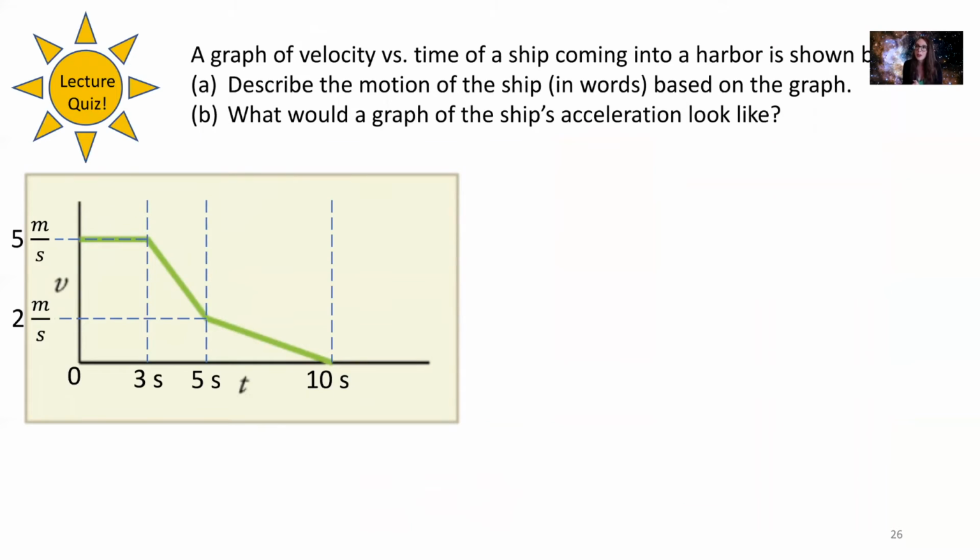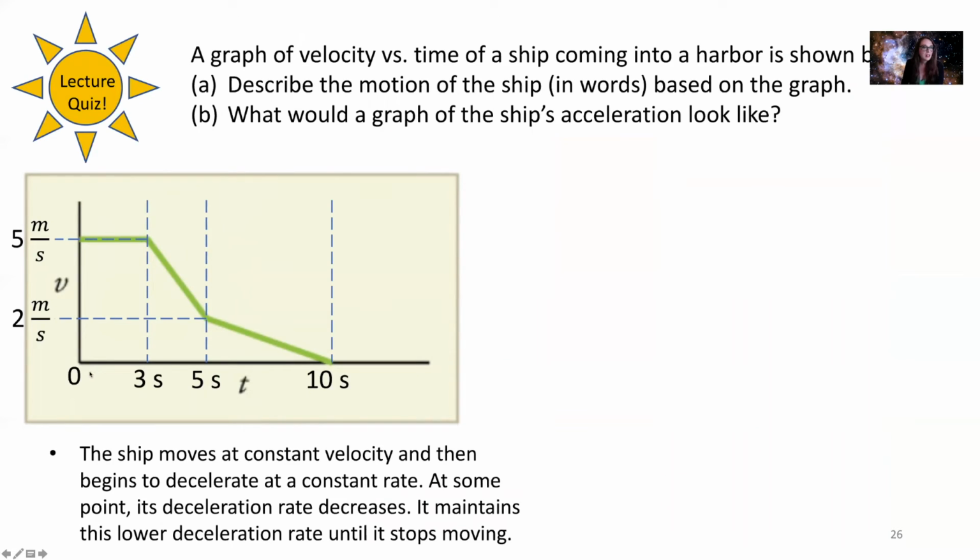So now we're going to work through an example, okay? I'm going to give you a graph of velocity versus time of a ship coming into harbor. So let's describe the motion of the ship in words based on this graph. So remember, this is velocity over time, okay? And so what we see here at time t = 0, the ship is moving at a constant velocity of 5 meters per second from 0 to 3 seconds. Then it begins to decelerate at a constant rate. That's a straight line here. It's decelerating, where its velocity is decreasing. And the slope of this line is negative, which means that our acceleration is negative.